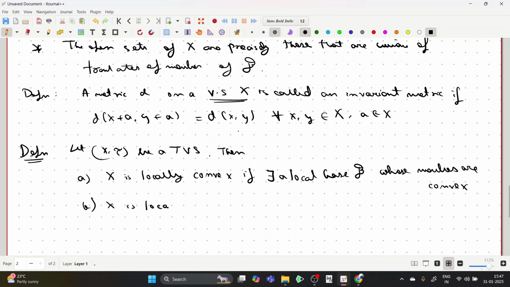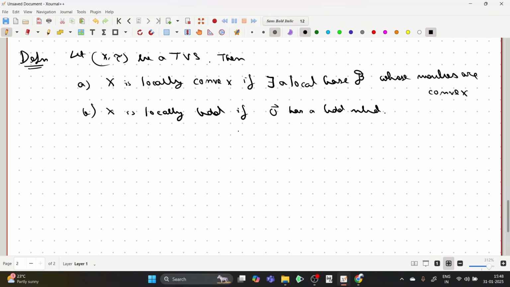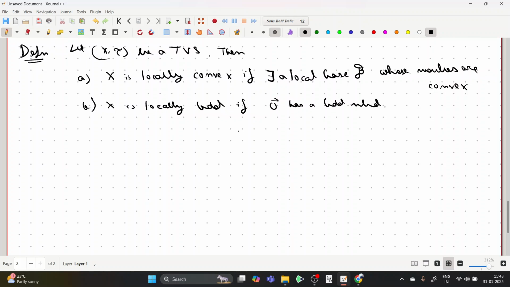X is locally bounded if the origin has a bounded neighborhood. Okay, so you can obviously see we are all defining local properties of the already global properties which we know. Because we have already seen that we can scale and translate properties to globalize them, it is enough to talk about local notions, right?